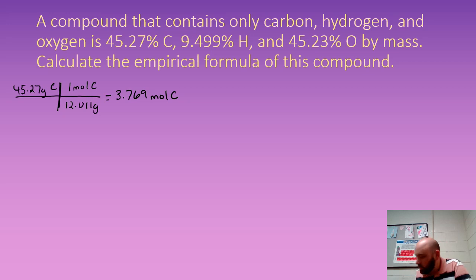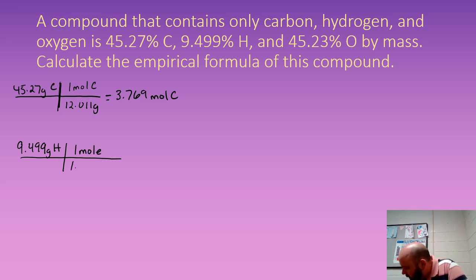Then I will do the hydrogen next. I see 9.499 grams of hydrogen. We'll multiply that by the conversion factor. 1 mole of hydrogen is about 1.008 grams. So I see I now need to divide 9.499 by 1.008 for about 9.374 moles of hydrogen.